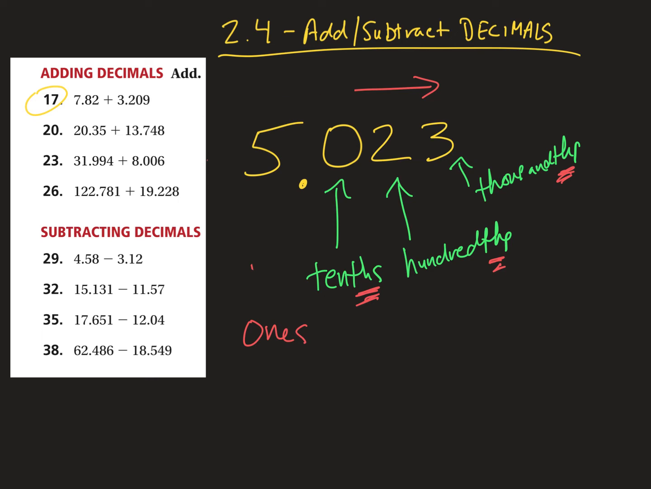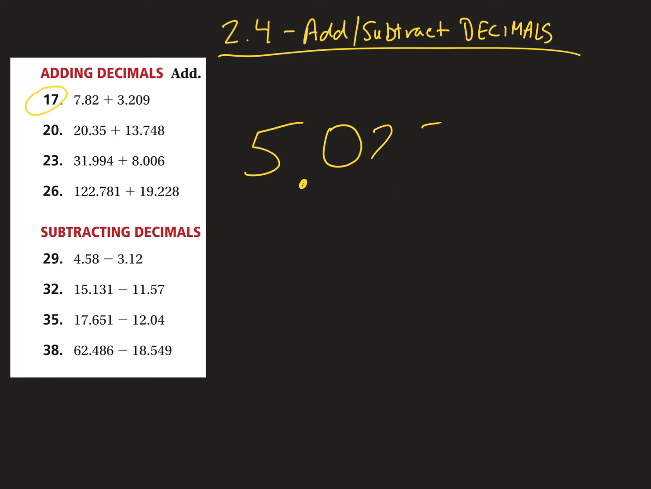So let's go back to our original decimal here. Well, actually, let's just start with number 17. Let's just go back to the original problem. So when we start operating, meaning addition here, when we start operating with decimals, the key is to line up the decimals vertically.